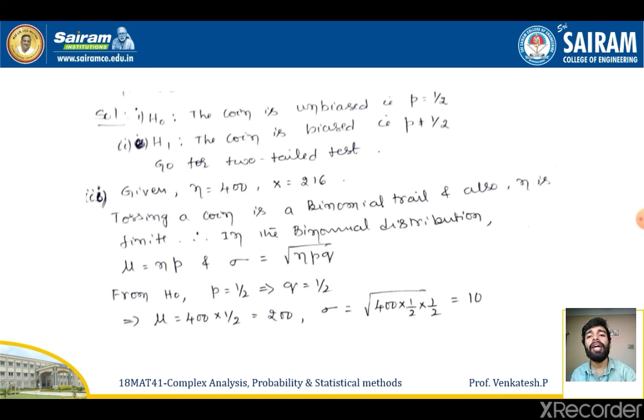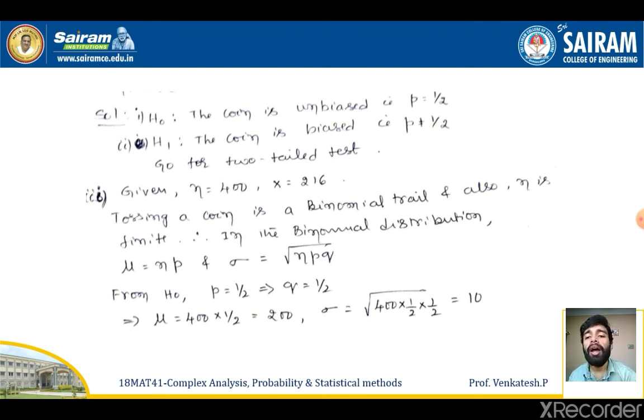Since I am doing a coin tossing experiment, if I toss a coin one time, the probability of getting a head is 1 by 2. So I can take P as the probability of getting a head, P equal to 1 by 2, and obviously Q will be 1 by 2. Next is H1, the alternative hypothesis: the coin is biased, that is P is not equal to 1 by 2.